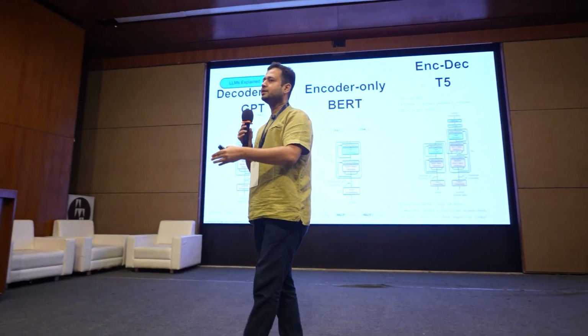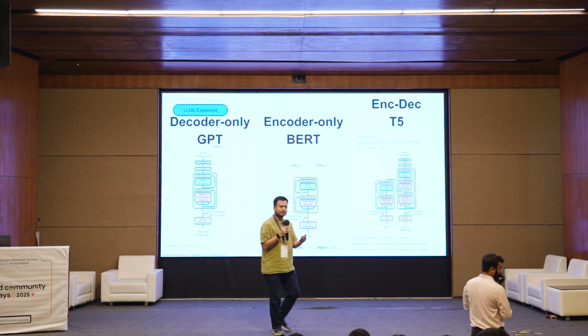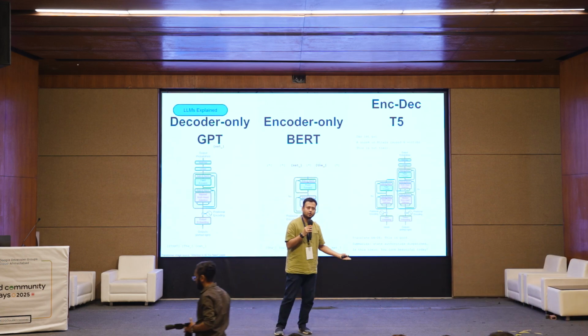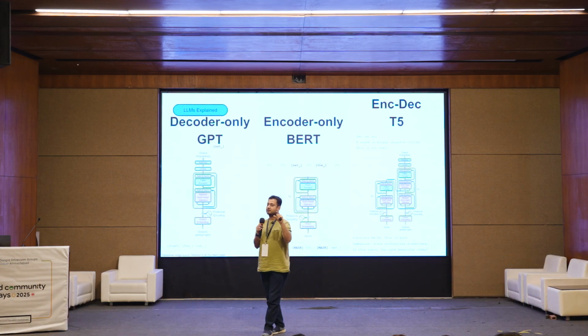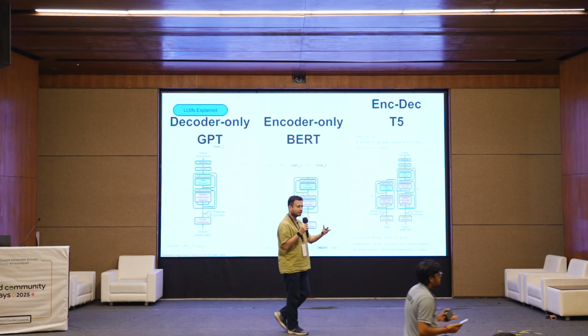Then there are encoder only models. What exactly are encoder only models? Basically, in an encoder only model, you have the encoder section where you feed in an input and you get context aware embeddings or better hidden states of that particular sentence that you have inputted.